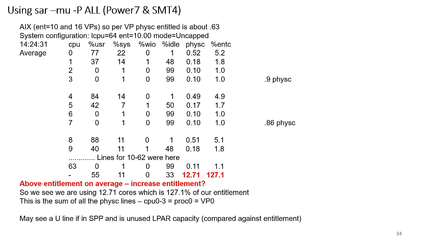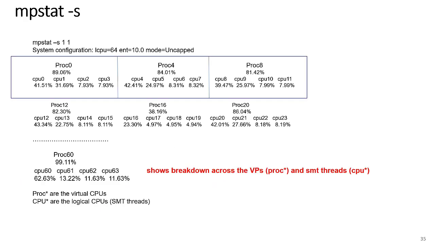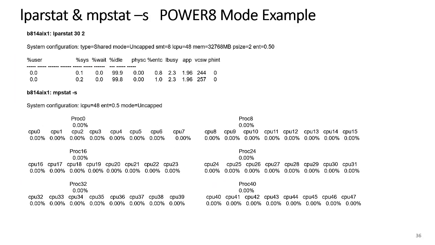And in this case, what it's showing me is for each of these cores, what my phys is, and then when I add it up, it turns out I'm using 12.71 cores, but my entitlement's only 10. So throughout the time that I was measuring, I was over my entitlement. That's something that I need to pay attention to, because if that's the case most of the time, then I'm going to need to increase my entitlement. mpstat -s, this is just another way of looking at the same thing. And then I've got a couple examples here of the same data for Power8 mode. So this is running in SMT8, just to show you the differences.